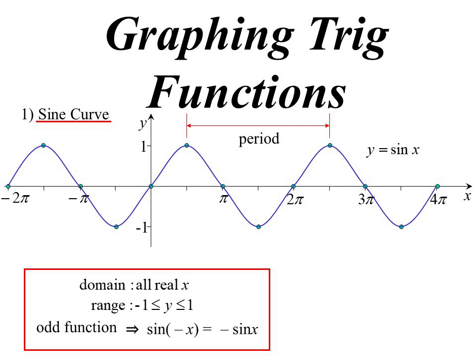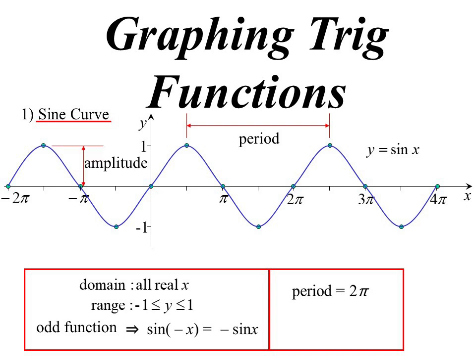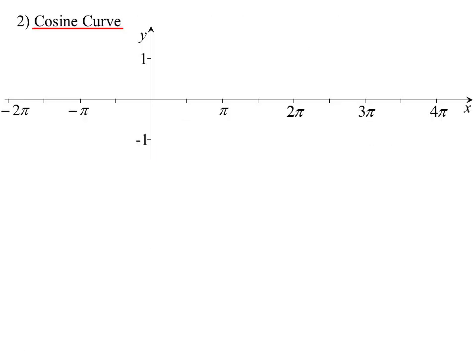Remember, period is just when something starts repeating. We've got to be careful though, because it looks like pi and 2 pi, it's repeating because it's both at 0, but it's got to be going in the same direction as well. It's the whole thing's repeating. So it takes a whole 2 pi until it repeats. So the period for this one is 2 pi. Amplitude, well, it's just how high up or how far down it goes. So it's 1. Cosine curve then, let's do the same sort of thing.